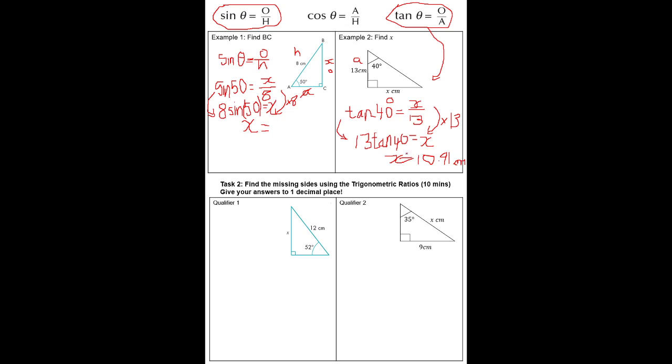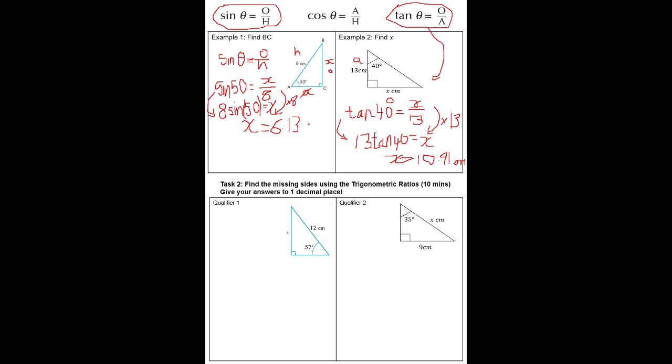And we'll just have a look back at the last one as well. So x equals 10.91 cm, and you can see that's much closer to 13. So your numbers should be roughly similar, unless these are really weird triangles. So let's try and solve our first equation now. So 8 sine 50, 6.128, so I'm going to write that as 6.13, and again that seems much more correct.